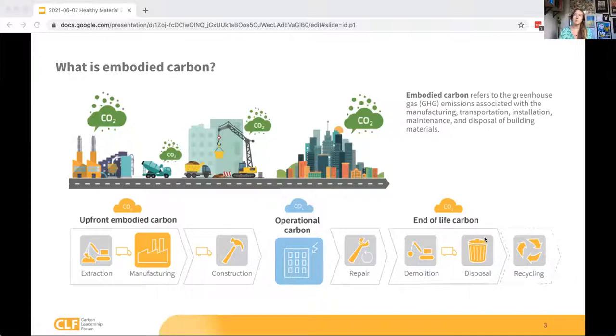Sometimes when we talk about embodied carbon, we zoom in on one particular part of the life cycle. For example, if you're comparing clean manufacturing practices, such as with an environmental product declaration, you might zoom in on the cradle to gate embodied carbon that focuses just on the raw material extraction, transportation, and manufacturing.